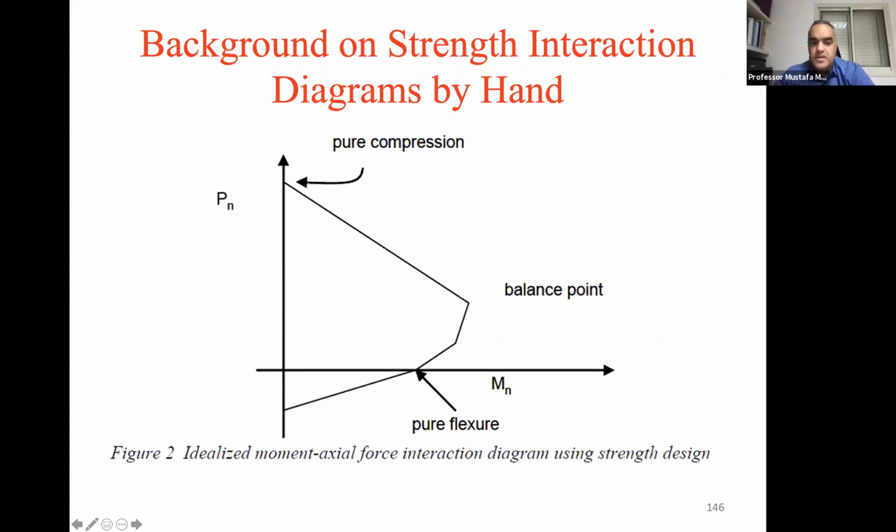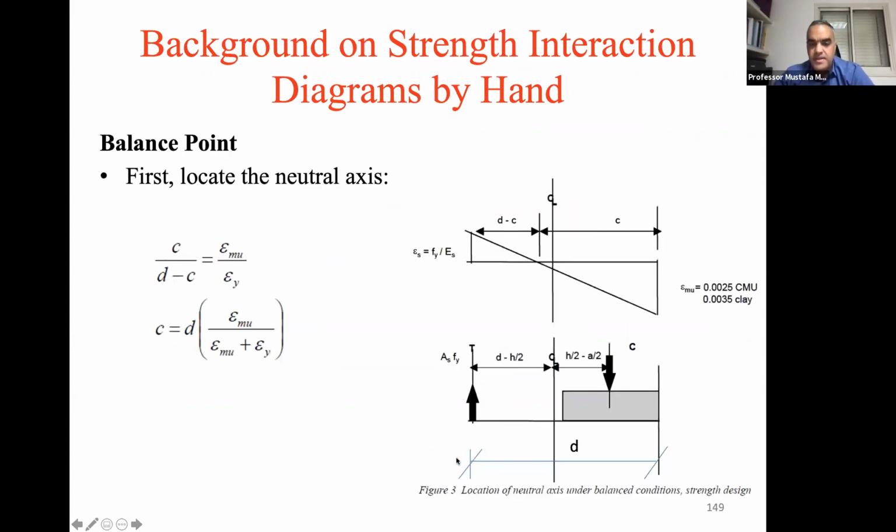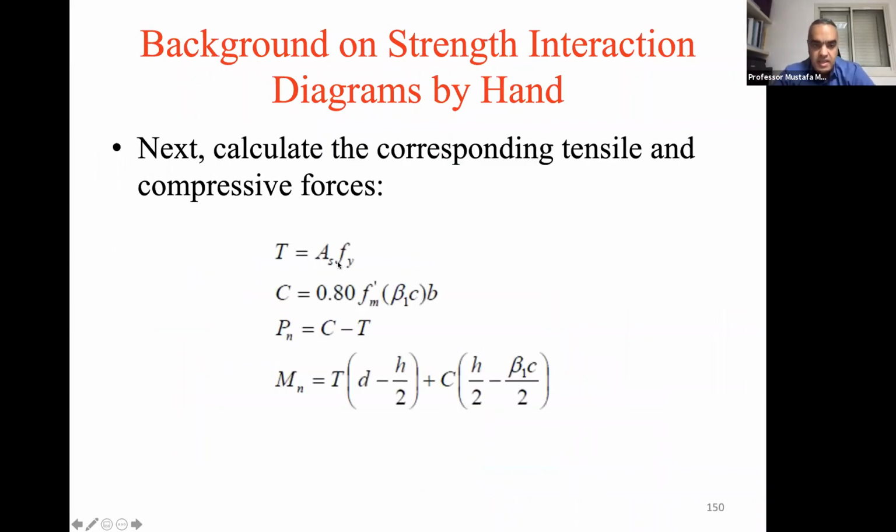So here, based on the free body diagram, we have this tension force, we have that compression force, and we have also the axial load. So the tension is A s times F y, the compression is 0.8 f prime m beta 1 c times b, and then the axial load P sub n is C minus T, compression minus tension. Then we can write this equation. That's M n. Take the moment about one point, find the other one.